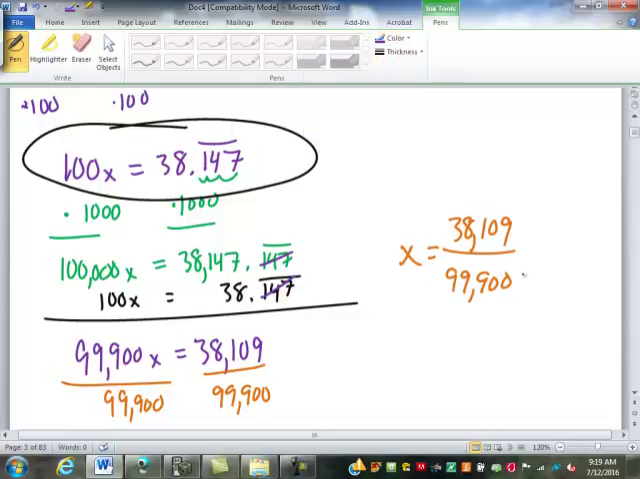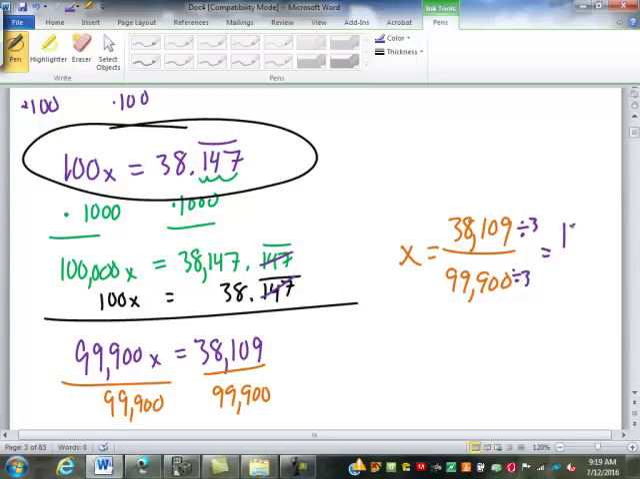Well, the 99,900 is even. I can divide by 5, 2, or 10, right? Can I divide by any of those with the 38,109? No. But what can the 38,109 be divided by? If I add up the digits, 3 plus 8 is 11, plus 1 is 12, plus 0 is 12, plus 9 is 21. It's divisible by 3. 999 adds up to 27. That's divisible by 3. So we can divide each of those by 3.